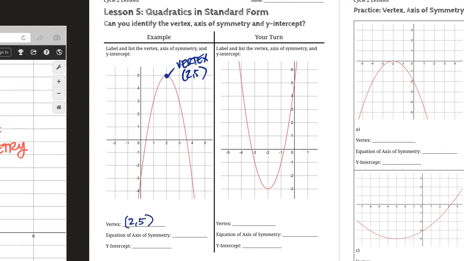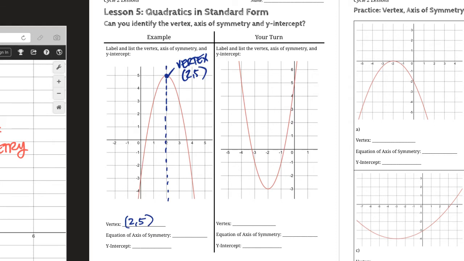The next thing we need to know is the axis of symmetry. So remember, this is the line that goes straight down, a vertical line that goes straight down the center of the parabola. So that line looks something like that, right? It goes through the vertex straight down the center of the parabola.